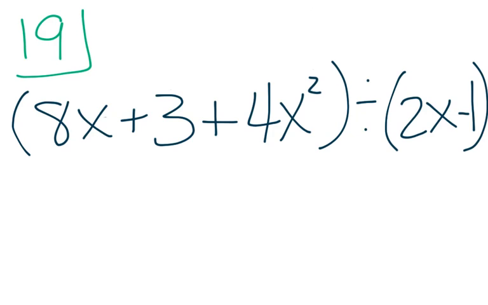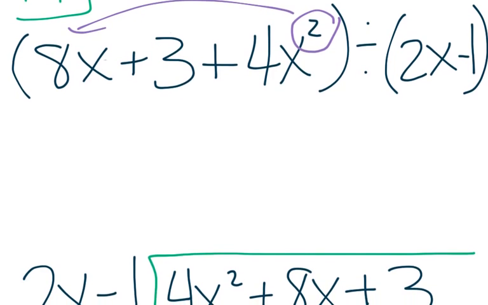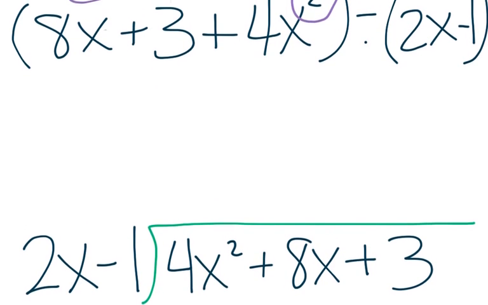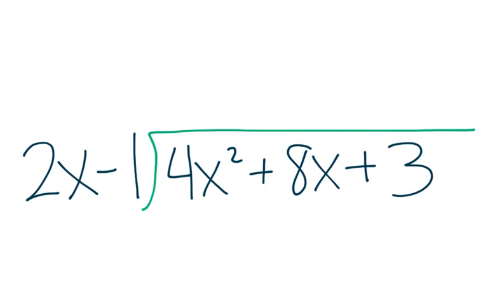Okay, so now we have 8x plus 3 plus 4x squared divided by 2x minus 1. So if you notice, this is not in standard form because the biggest exponent is supposed to be first. So we are going to rearrange this when we divide it. So instead of having 8x plus 3 plus 4x squared, we have 4x squared plus 8x plus 3. And now we can divide.